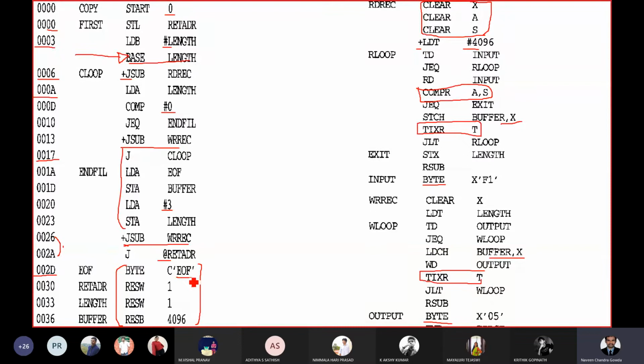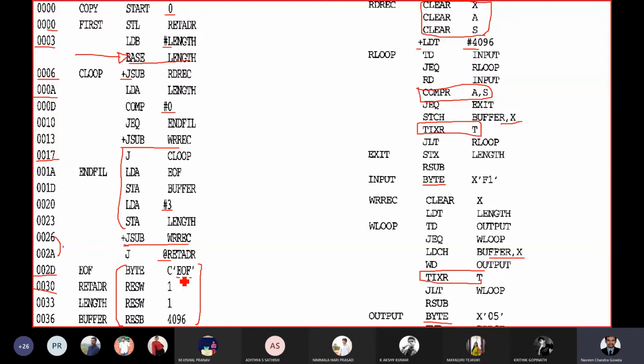In SIC or SIC/XE, characters are represented using ASCII codes, and for each ASCII code you need 1 byte. So to represent 3 characters you need 3 bytes. That means 2d plus 3 will become 30. Students, are you understanding this? For this BYTE, any doubts? Did you understand how we got this 3? Why are we allocating 3 bytes to this EOF?